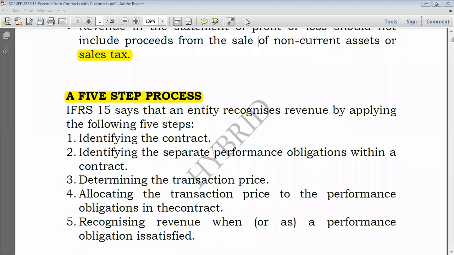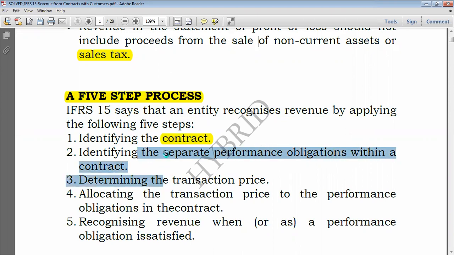Now we can move straight away to the 5-step process. As I just said, IFRS 15 says that an entity recognizes revenue by applying the following 5 steps. First of all, identify the contract. And then second, identify separate performance obligations within the contract. Actually, the performance obligations should not be linked. They should be separate. What if you can't separate them? You will see at each step.